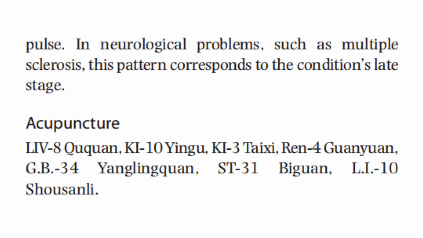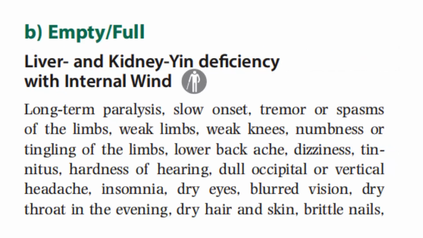In neurological problems, such as multiple sclerosis, this pattern corresponds to the condition's late stage. In treating with acupuncture, we can use liver 8, kidney 10, kidney 3, REN4, gallbladder 34, stomach 31, and LI10. Next, we have here a combination of empty and full pattern. First, we have liver and kidney yin deficiency with internal wind.